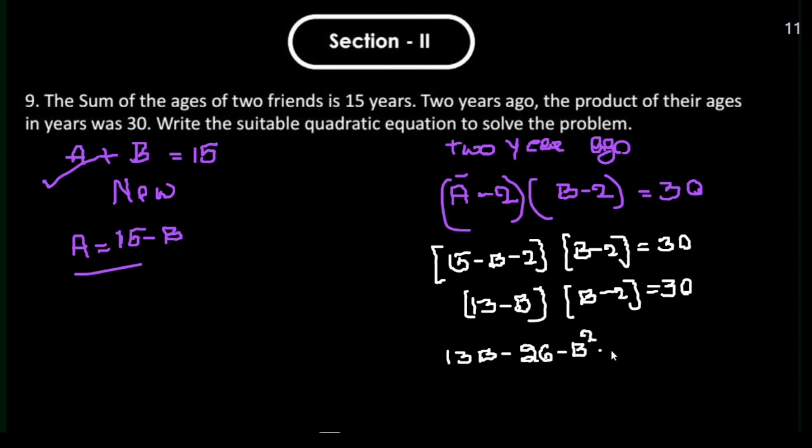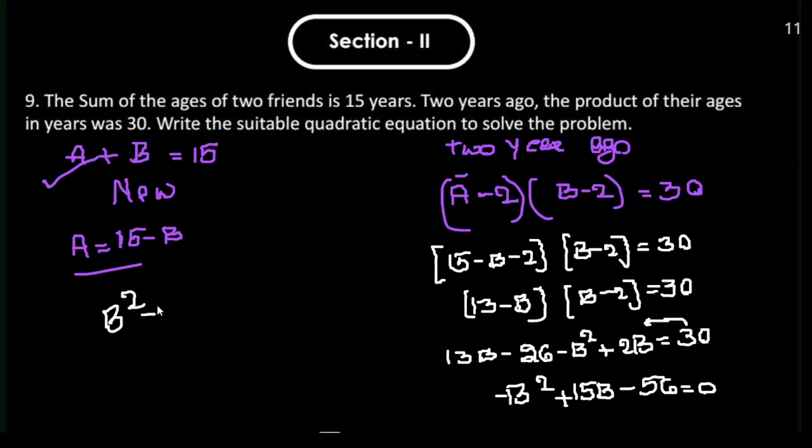square plus 2b is equal to 30, right? Now just write all the values in order. Here minus b square, okay, plus 15b, and here minus 26 is there, and if I bring this 30 to the LHS, then it will become minus, right? So minus 56 is equal to 0, right? Now if I take minus common from this equation, then I'll get b square minus 15b minus 56 is equal to 0, right? So this not minus, it is plus.